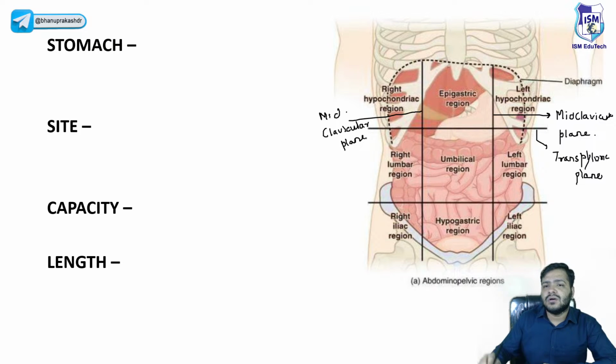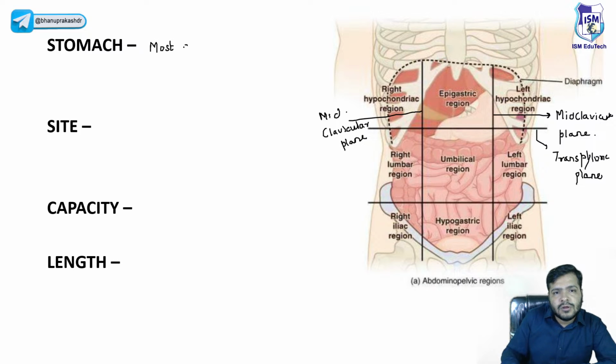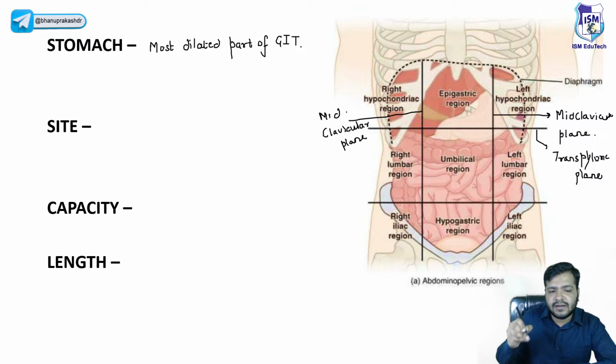Now talking about the stomach, beta. Remember that the stomach is the most dilated part of the GIT, the gastrointestinal tract. It is the most dilated, distensible part of the GIT.